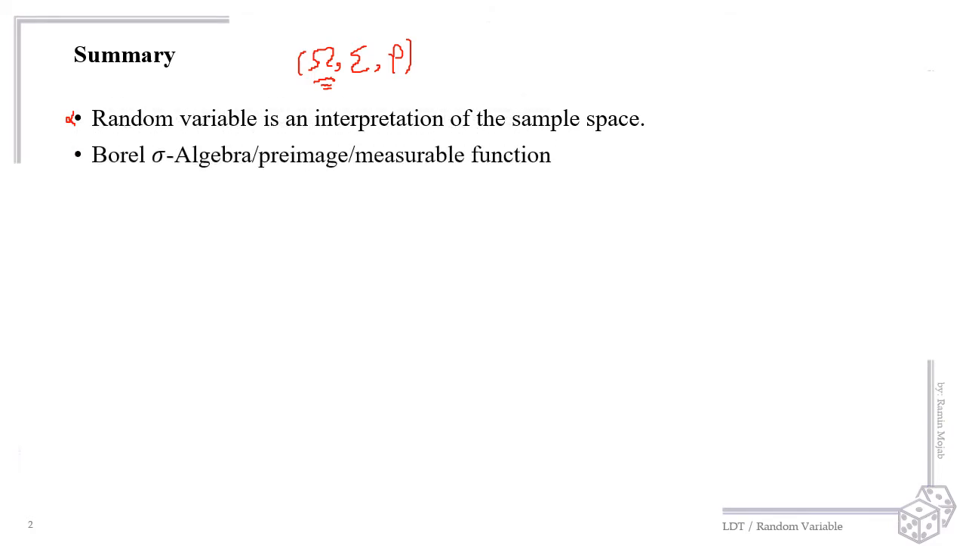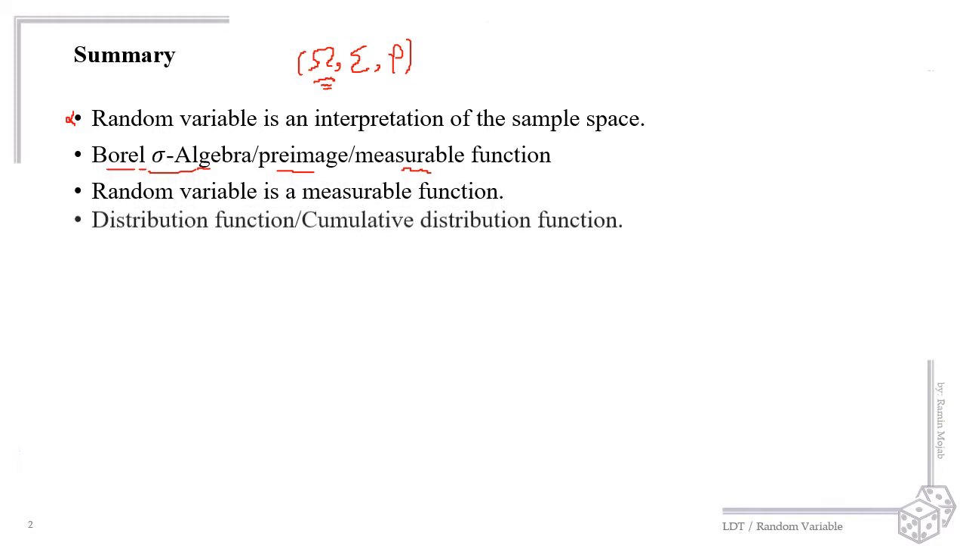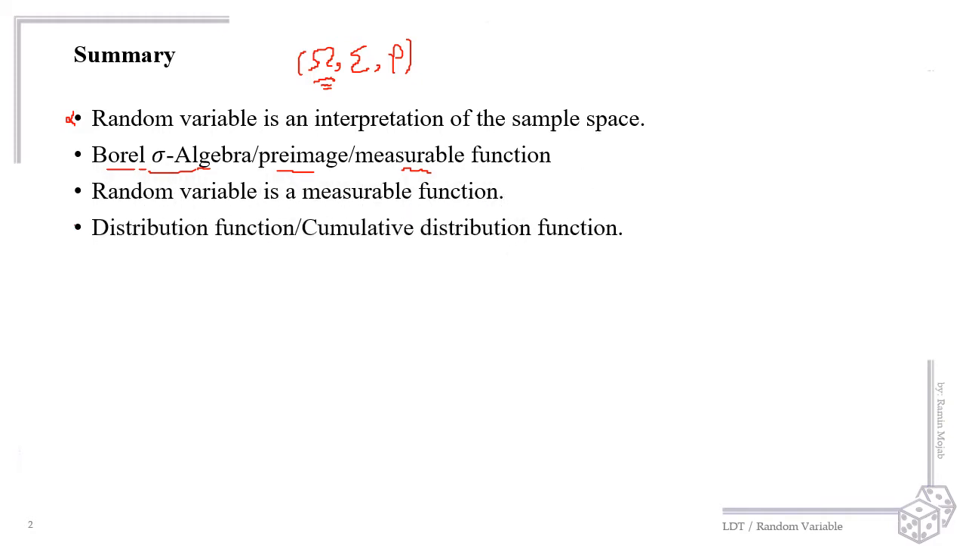And of course, in order to provide a proper definition, we need some other concepts such as Borel sigma algebra on R, or preimage, or measurable function. A random variable is actually an example of a measurable function. I will also discuss two other concepts: distribution function and cumulative distribution function.